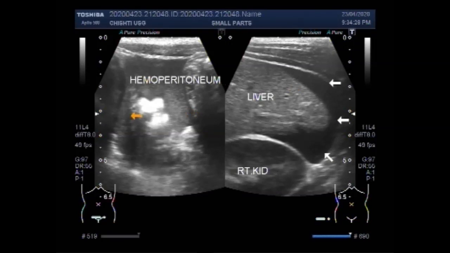You can see in this patient the fluid is seen in the upper as well as in the lower abdominal cavity due to the traumatic injury, blunt injury.